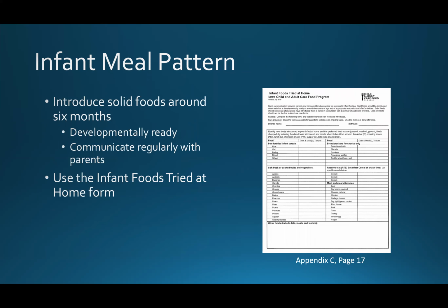Solid foods should be introduced around 6 months when the infant is developmentally ready. Solid foods should be introduced one at a time by parents. Parents should regularly be asked to communicate with infant room staff about foods tried at home, preferably in writing. The infant foods tried at home form, available in the manual and in download forms, is recommended for this use.